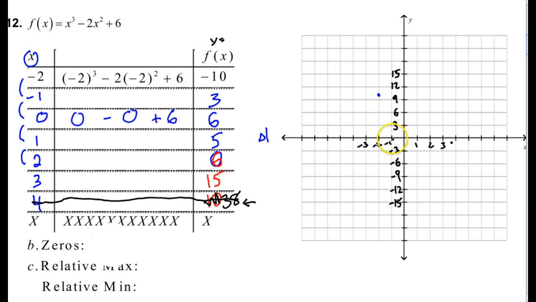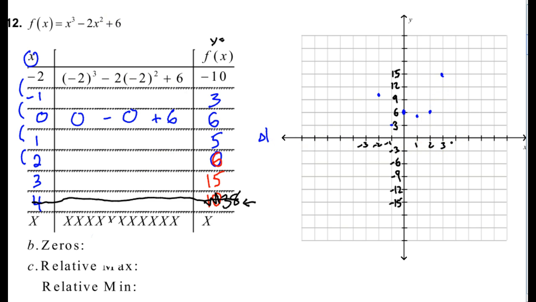Negative 1, 3, where are you? Negative 1, 3, right there. And then 0, 6. And 1, 5. And 2, 6. And 3, 15. Going back up.